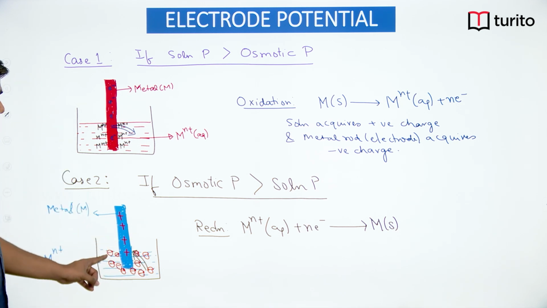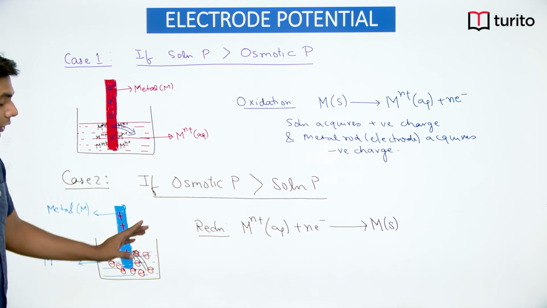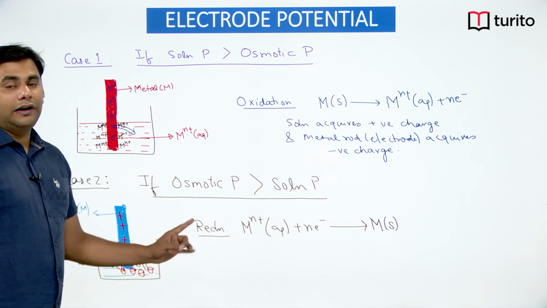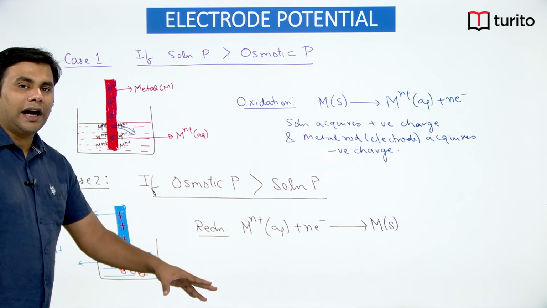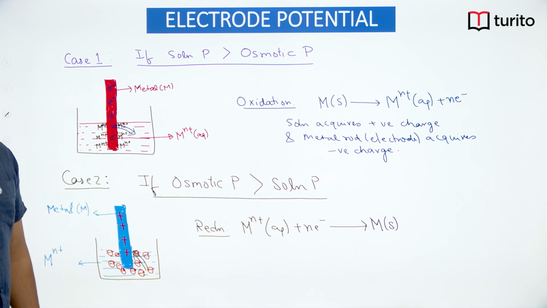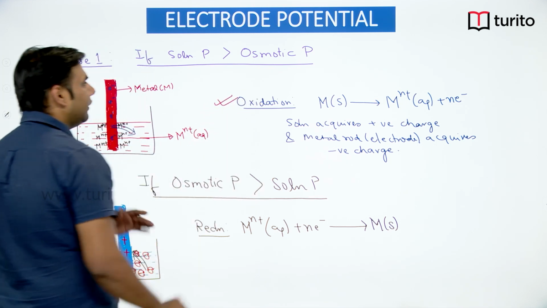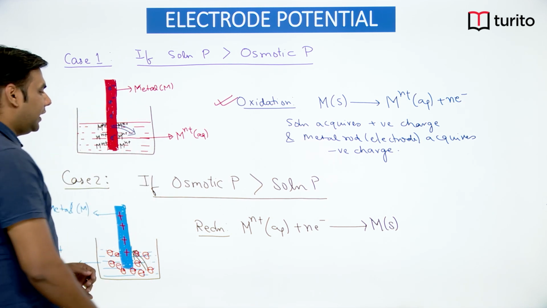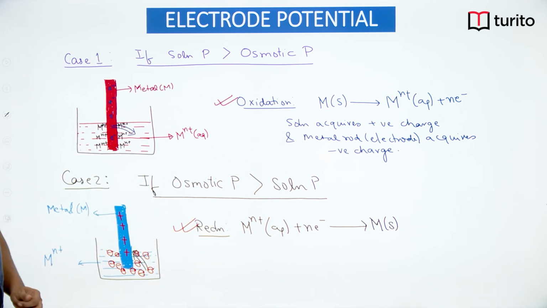So we'll say that there is a potential difference set up between the rod and the solution. This potential difference set up between the solution containing the ion and the metal is known as electrode potential. In this case you can see that oxidation is happening. When solution pressure is greater than osmotic pressure, we'll say that oxidation is happening, and if osmotic pressure is greater than solution pressure, we'll say that reduction is happening.